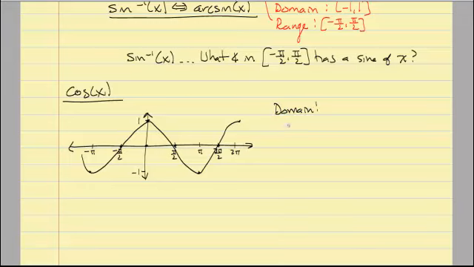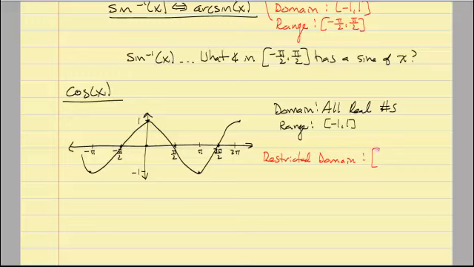Let's go ahead and state just the regular domain and range for the cosine graph. The regular domain is all real numbers. The regular range is -1 to 1, points inclusive. But remember, an inverse does not exist, so I have to look at a restricted domain. Now again, I can't use the same one as I did for sine because an inverse does not exist.